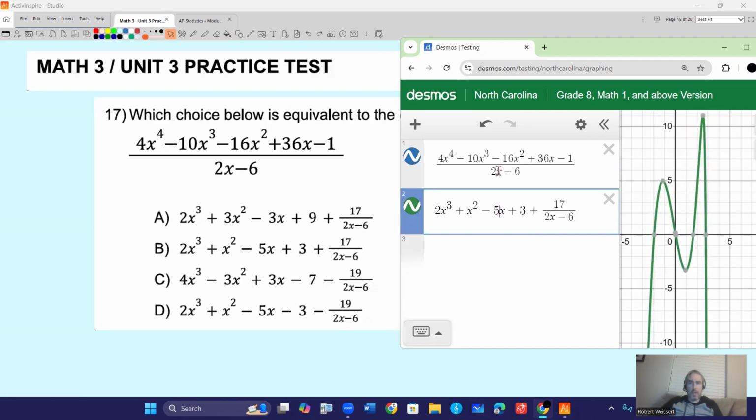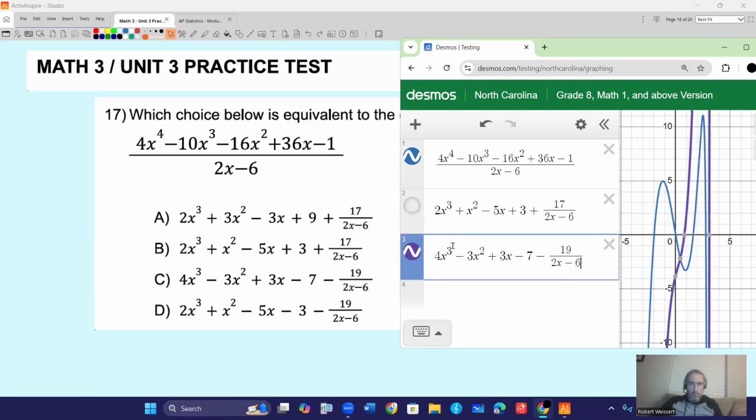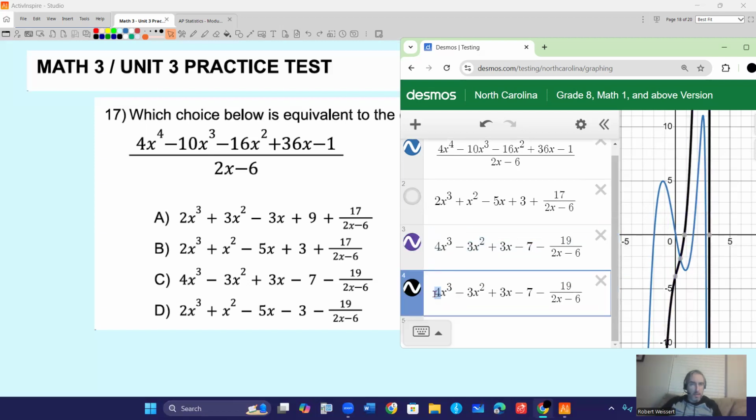So you can see here when I click on the blue and the green, they give me the same graphs. None of the other ones do. Remember, you can click on the circle and hide it. So let's do this one here. You can see this one's no good. And if I just copy that into the next one and edit it, I'll have 2x cubed plus x squared minus 5x minus 3 minus 19 over 2x minus 6.